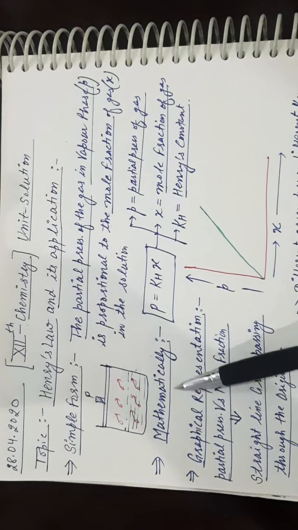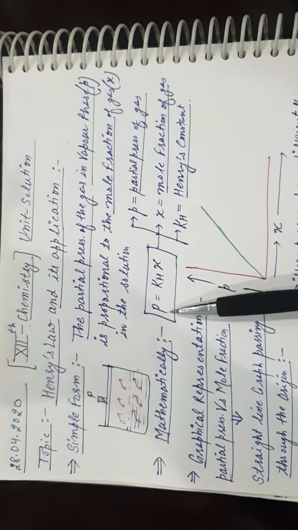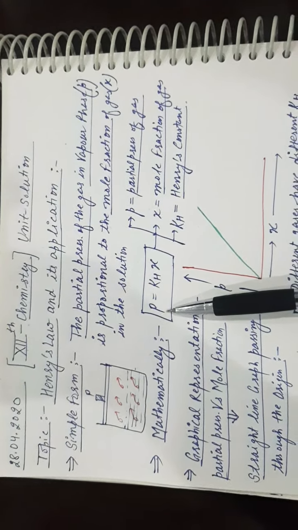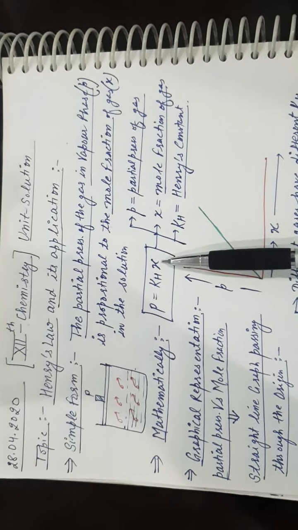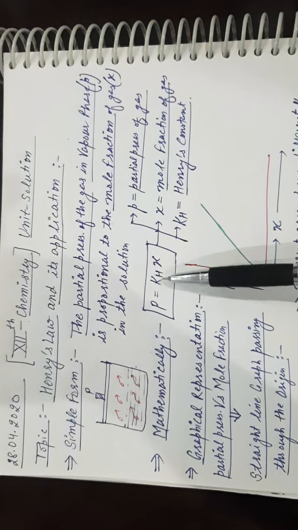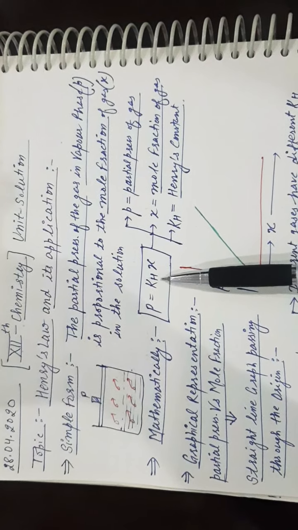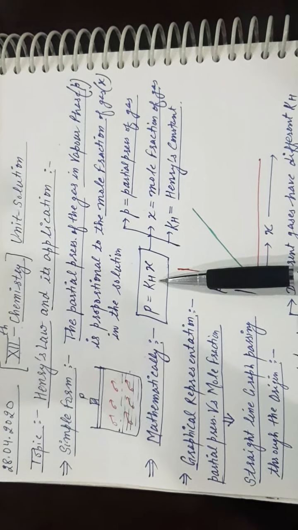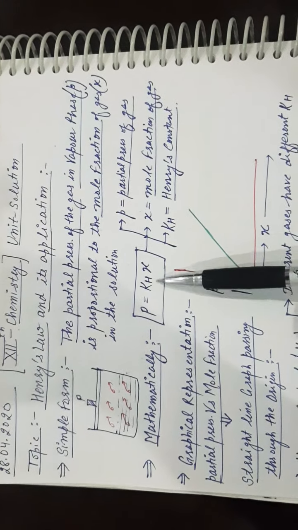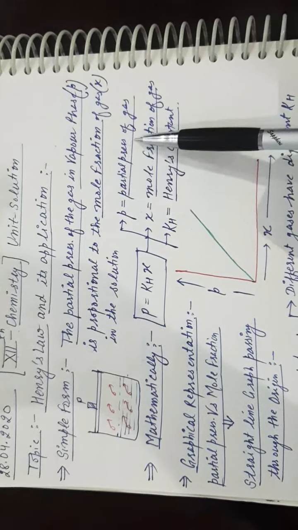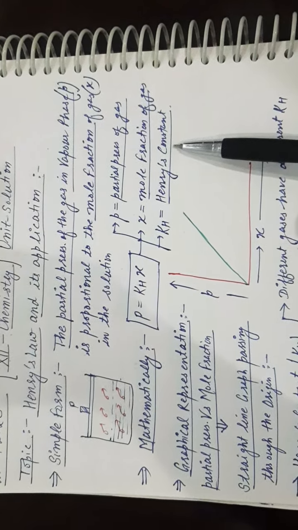Mathematically, P is directly proportional to X. P indicates partial pressure of the gas in vapor phase, X is the mole fraction of the gas in the solution. P is equal to Kh times X, where Kh is a constant of proportionality called the Henry constant. So mathematically, P = Kh X, where P is the partial pressure of gas, X is the mole fraction of gas, Kh is the Henry constant.